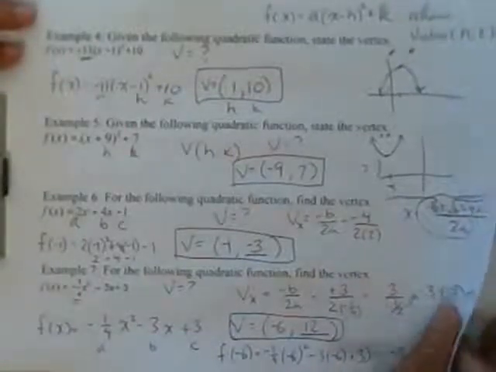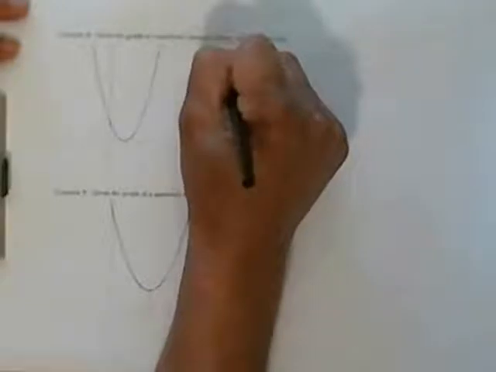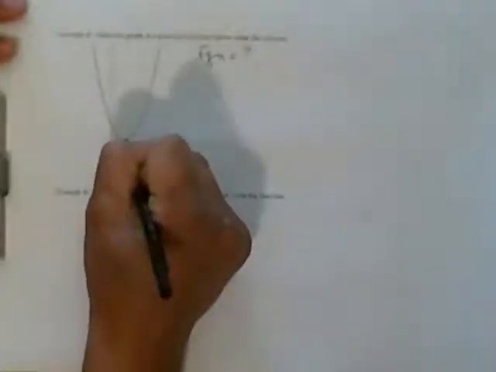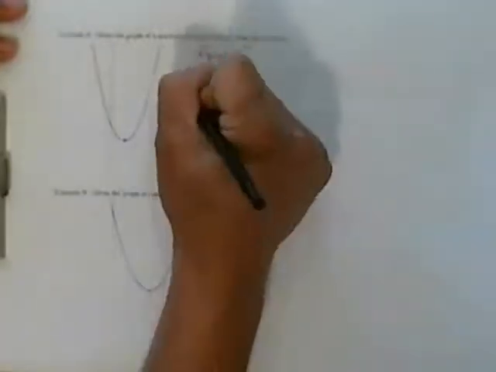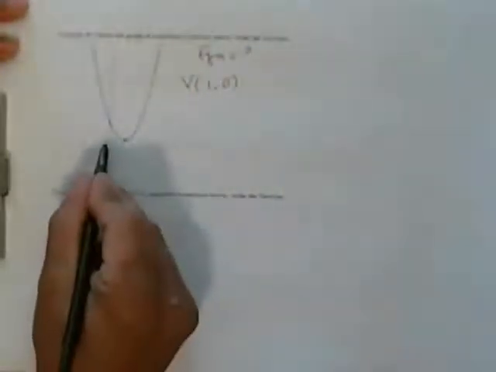Alright, we'll go on to the next question now. It says, example number 8, given the graph of the quadratic function below, write the equation of the function. So we're trying to find the equation of this function. Well, we're given the vertex right over here. And so the vertex is going to be 1, 0. It goes 1 in the x direction and 0 in the y direction.